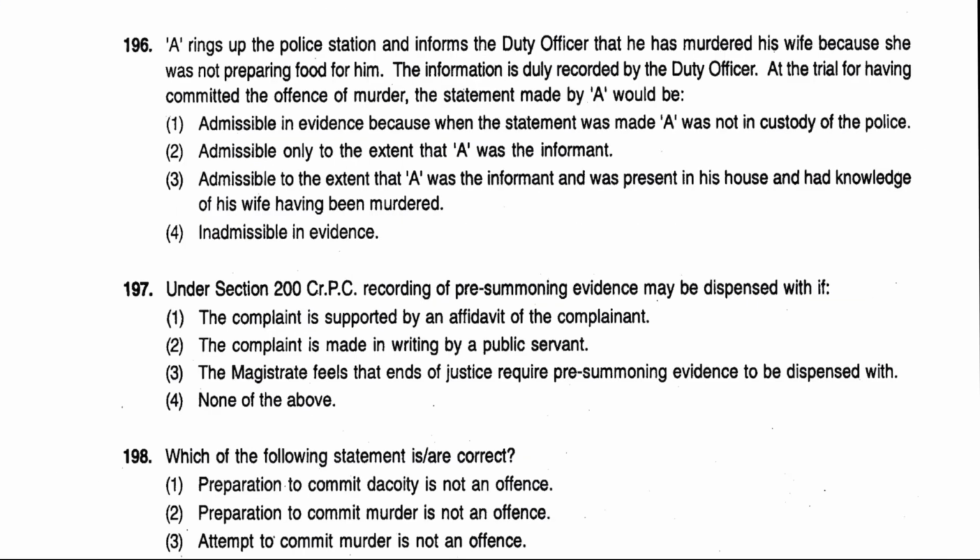Next, 196. A rings up the police station and informs the duty officer that he has murdered his wife because she was not preparing food for him. The information was duly recorded by the duty officer. At a trial for having committed the offence of murder, the statement made by A would be admissible because A was not in custody. Admissible only to the extent that A was the informant. Admissible to the extent that A was the informant and was present at his house and had knowledge of his wife having been murdered. So the answer would be 2. Only to the extent that A was the informant.